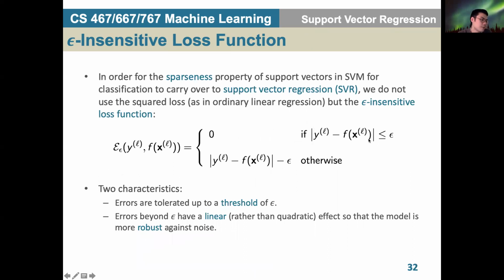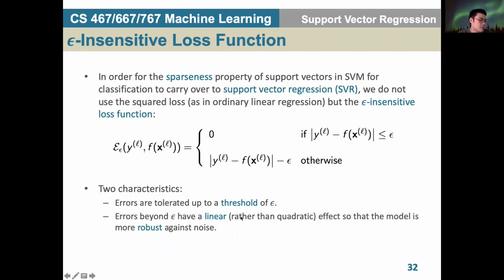So this is the implementation. If the error, the difference between the prediction and the true value, is within epsilon, the penalty is 0. Otherwise, you have the penalty, but you subtract this epsilon, because within epsilon we don't count them. So the errors are tolerated up to epsilon, which is actually a good thing because, in reality, our measurements always have some error, right? GPS coordinates, for example.